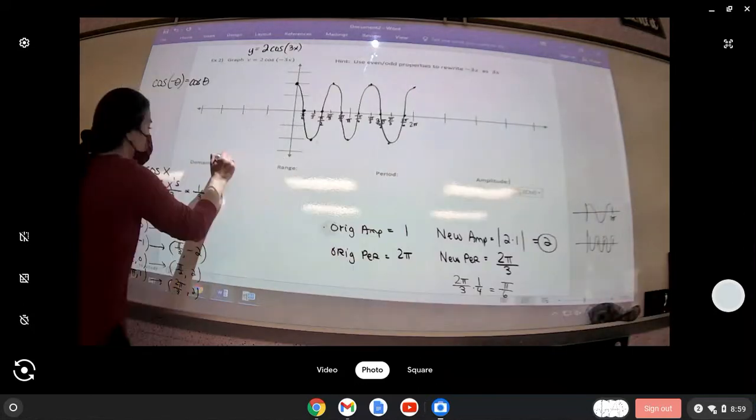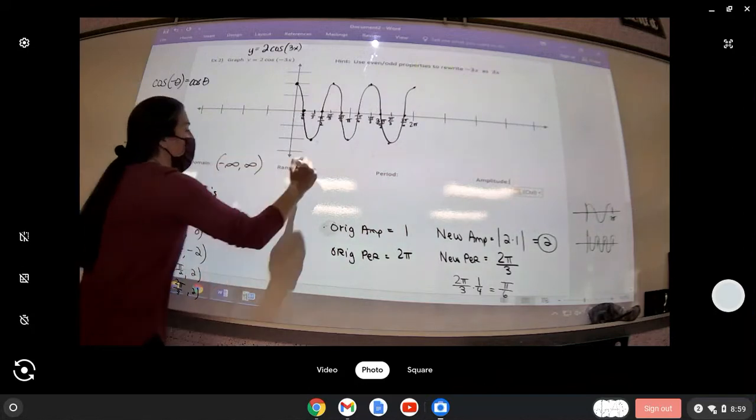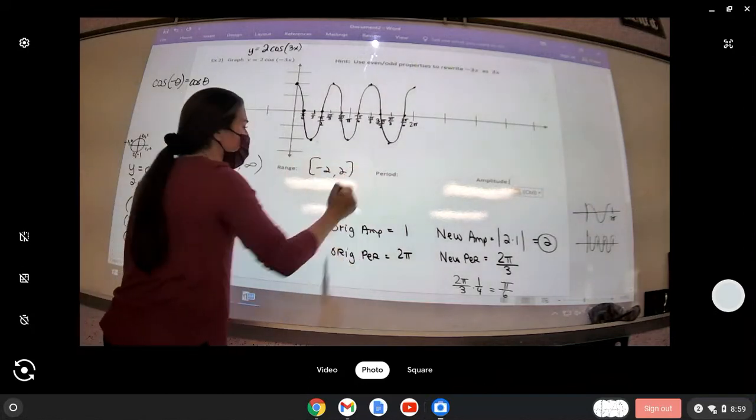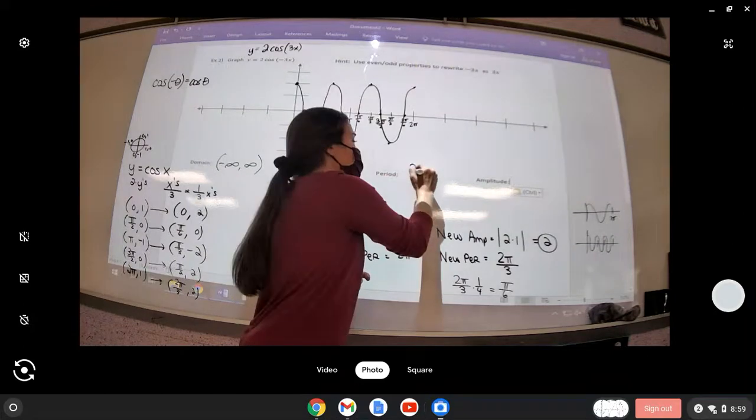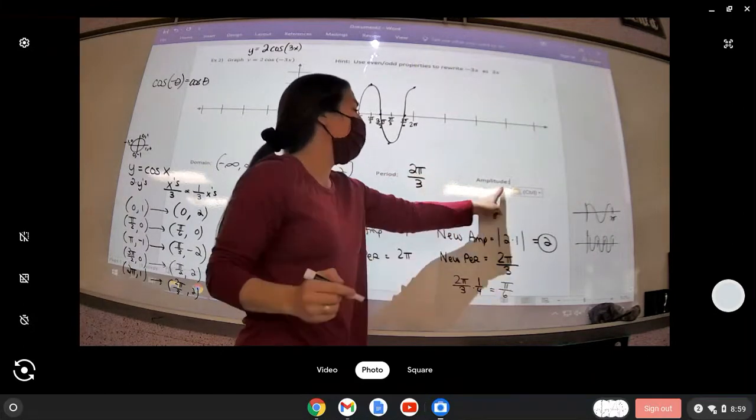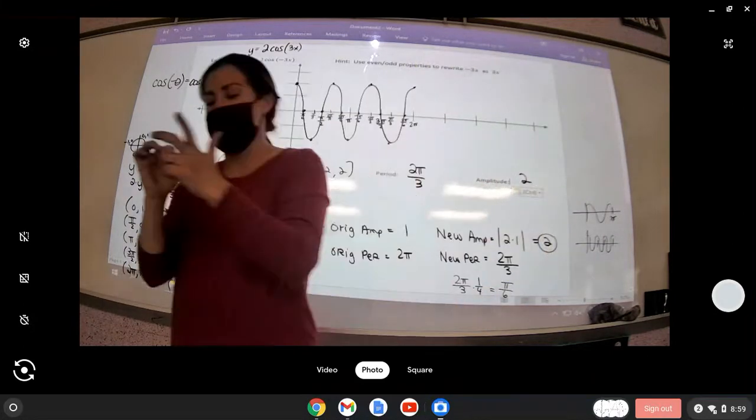All right, so our domain is still all real numbers. Our range is -2 to 2. Our period is 2 pi over 3. And our amplitude is 2.